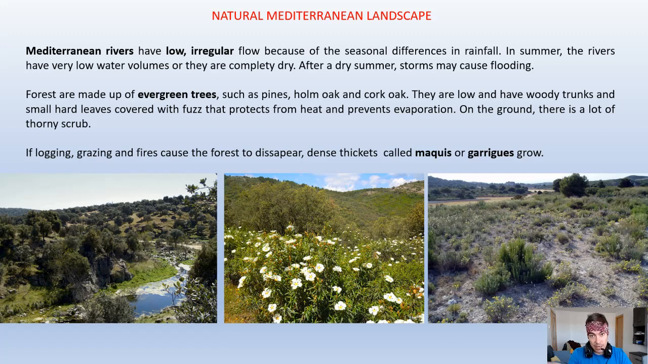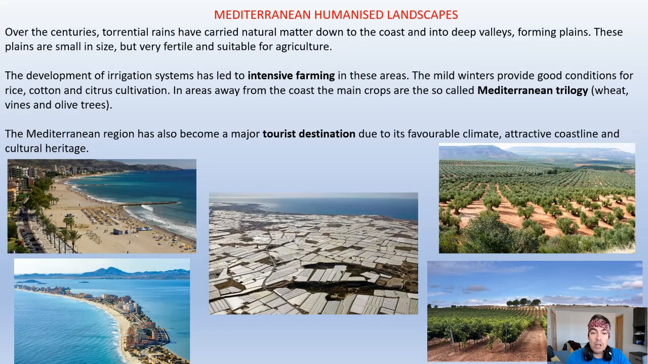If logging, cutting trees, grazing the livestock, or fires cause the forest to disappear, we have dense thickets, arbustos, called maquis, in castellano maquia, or garrigues, garriga, that grow. Okay, these are the two types. It depends on the acidity of the soil, but we don't need to know that. Maquis and garrigues.